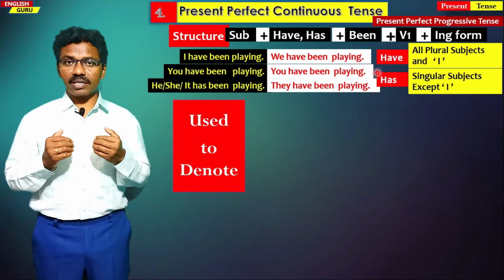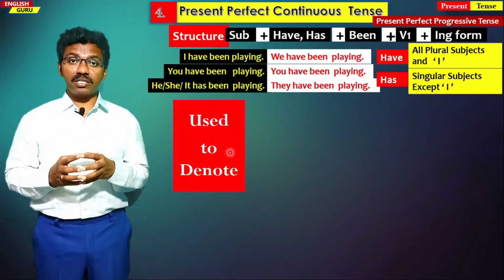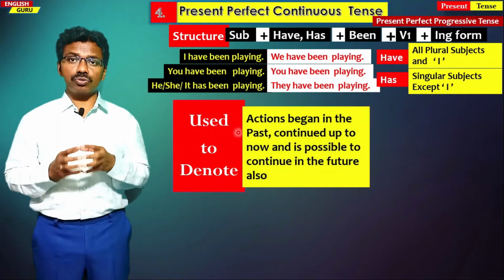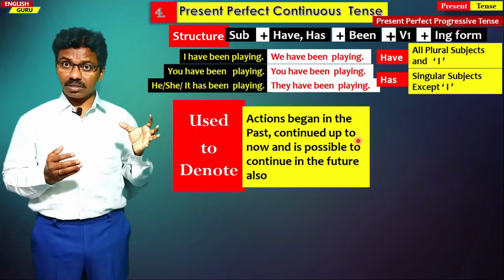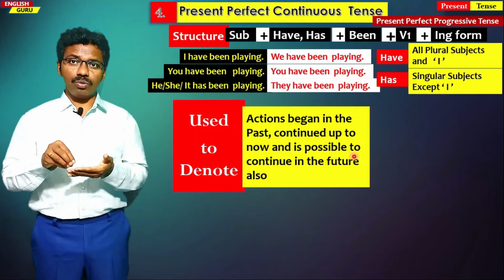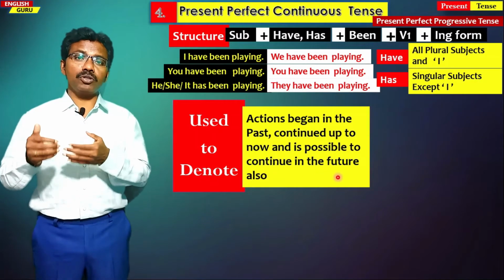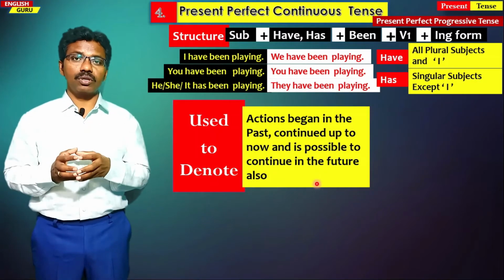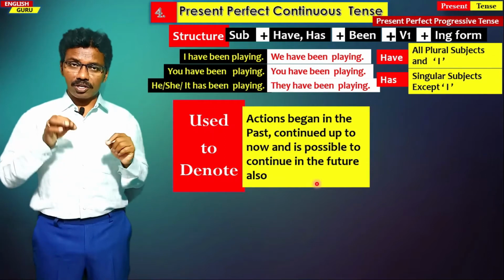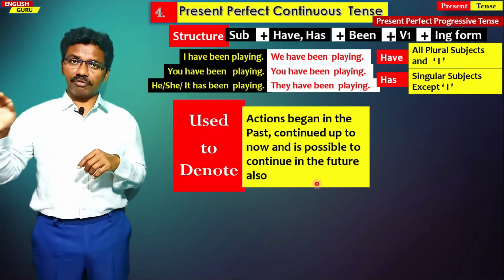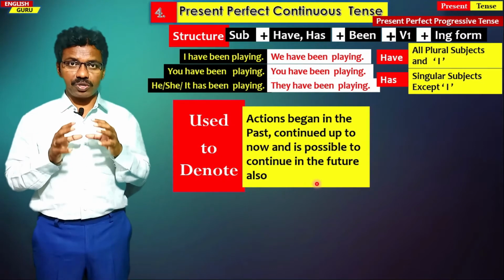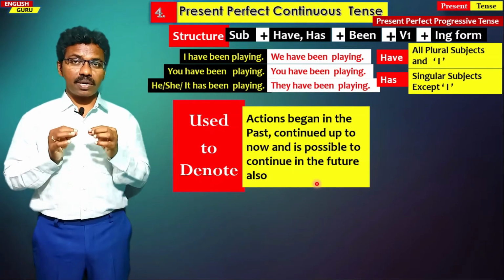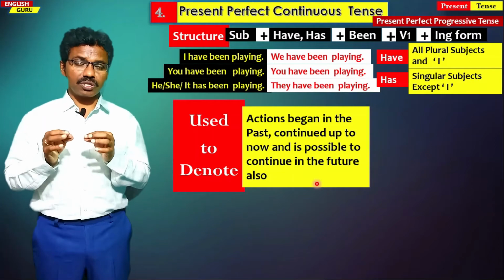And this particular tense is used to talk about or denote an action begun in the past, continuing up to now, and maybe possible to continue in the future also. So started in the past, continuing now, it may continue in the future also. For such kind of situations, we use present perfect continuous tense.